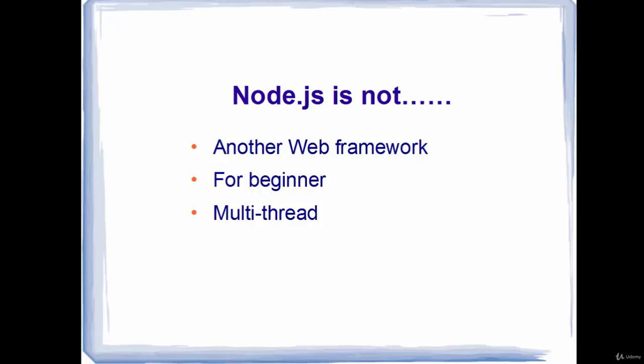Most of the time, if you think about servers, you may link servers with multi-threaded applications, but Node.js is not a multi-threaded application. It uses the concept of asynchronous IO, which we will also see in later videos.